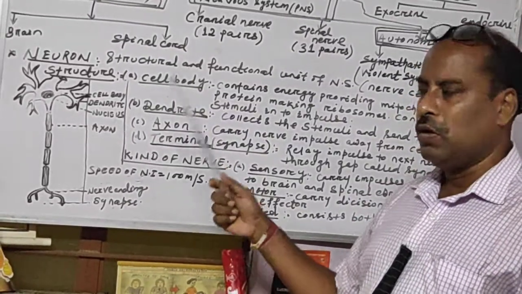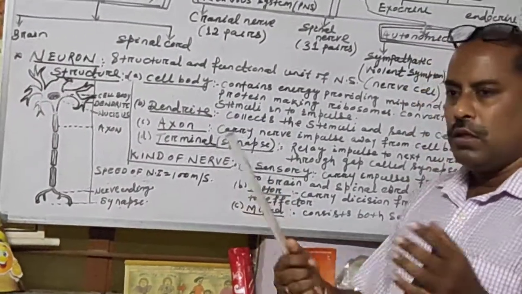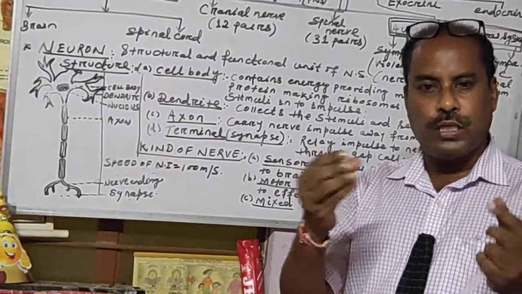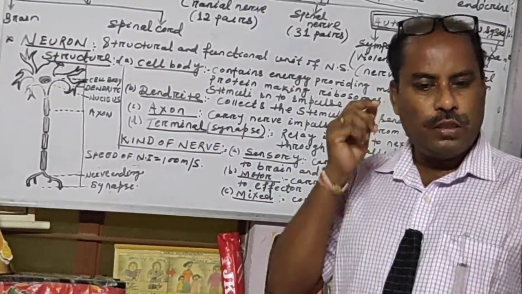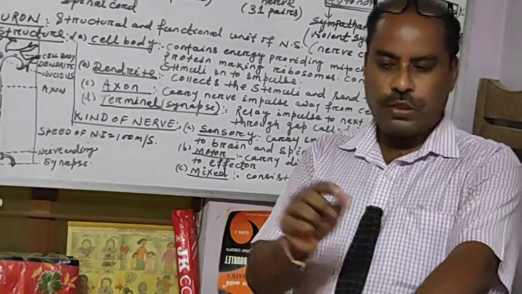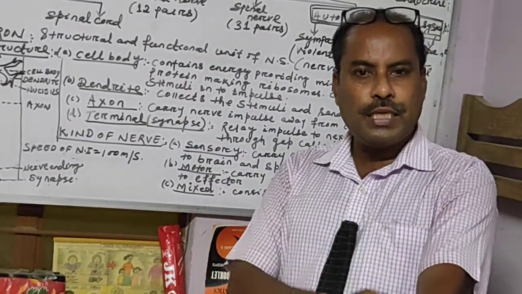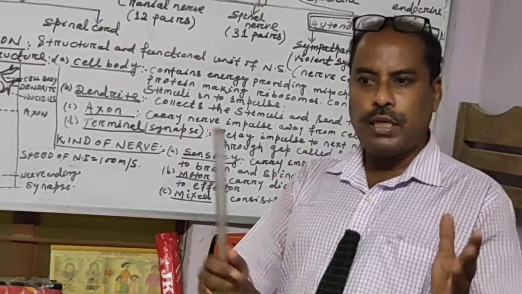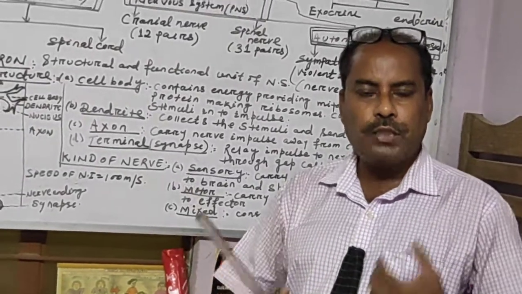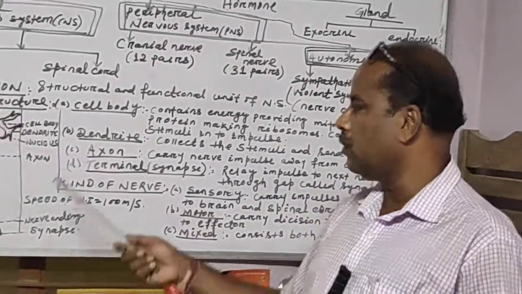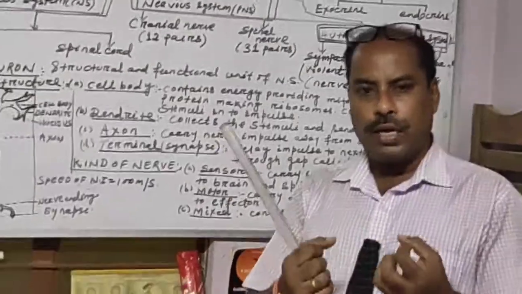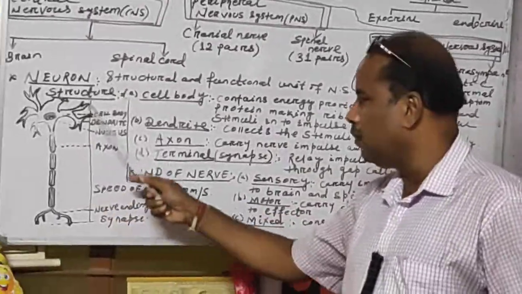When there is noise, the sound being produced is the stimuli for the ear neuron. Somebody touching me is a stimuli; the touch is the stimuli for the skin neuron. So in this way, anything happening outside which makes our body activate or respond is called the stimuli. These stimuli are collected by the dendrites of the neuron.